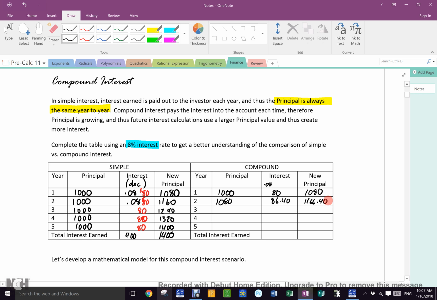Everybody cool? So now where does that number go? That becomes my new principal, $1166.40. And then I get 8% of that, which is, and now I am going to do the work. I get $93.31. Which takes me up to $1259.71. You guys finish that table. And then add up your interest and tell me what your new principal is.